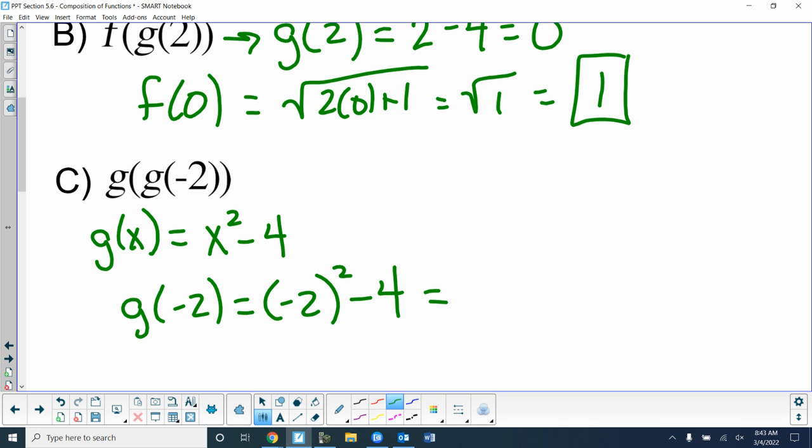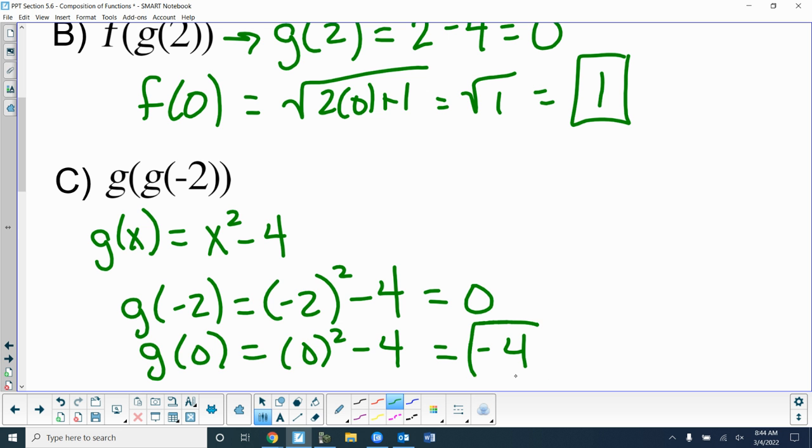What's that equal? 0. That's 0, right? Negative 2 times negative 2 is a positive 4, not negative 4. Minus 4 is 0. So then we're going G of 0, which is 0 squared minus 4, right? And 0 squared is 0, minus 4 is negative 4, okay?